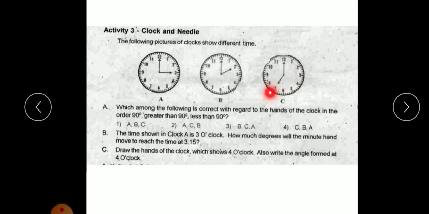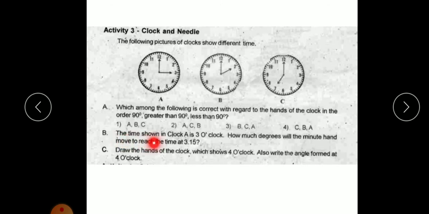150 degree. Which among the following is correct with regard to the hands of the clock in the order 90 degree, greater than 90 degree, less than 90 degree? So this is 90 degree and this angle is greater than 90 degree and this angle is less than 90 degree. So the correct order is A, C, B. So A, C, B is the correct answer.